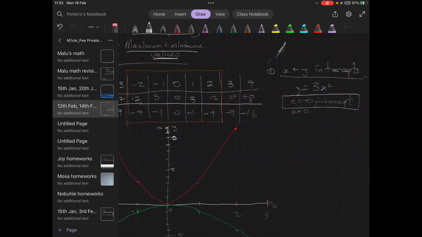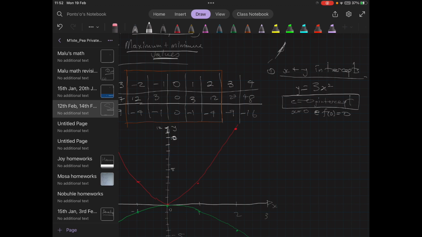And then how do we get our x-intercept? Substituting 0 into the y. So at f of x, we substitute 0, and that's our x-intercept. We don't have any other number but 0. So our graph doesn't really cut through the x-axis, but instead it touches the x-axis.